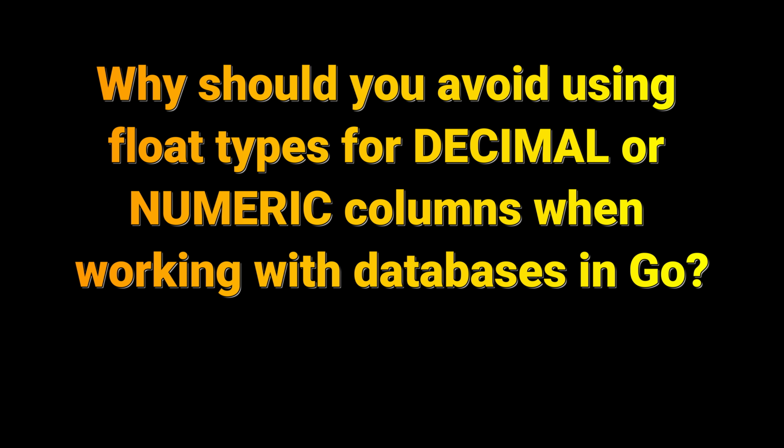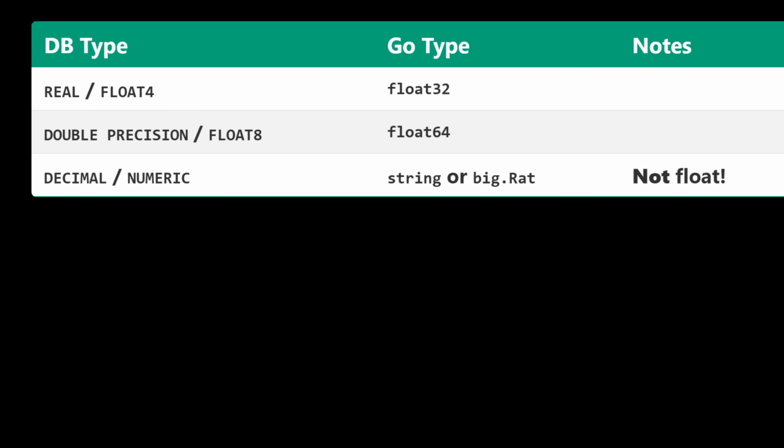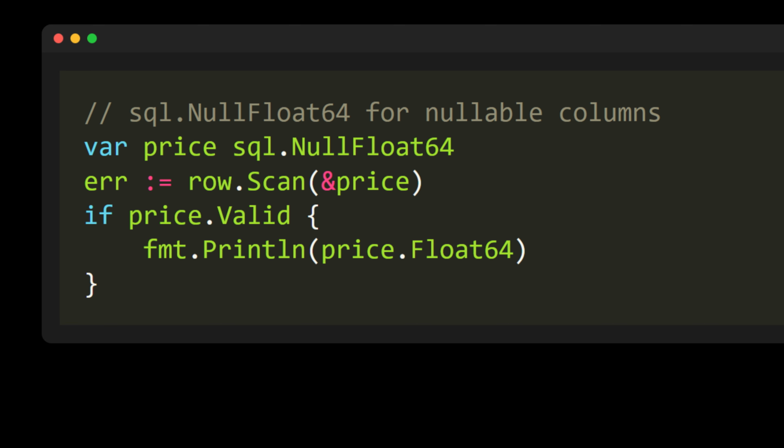Question: why should you avoid using float types for decimal or numeric columns when working with databases in Go? Decimal and numeric database types are meant to store exact values, like money. If you scan them into float32 or float64 in Go, you can lose precision because floats cannot represent decimal values exactly. This can cause wrong prices or totals. A safer choice is to scan these values as strings or use precise types like big.Rat. Float types are only suitable for real or double precision columns.